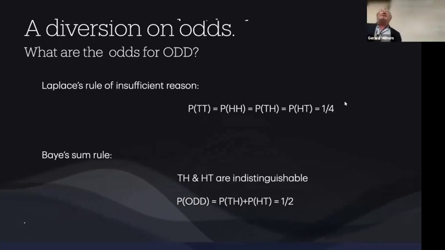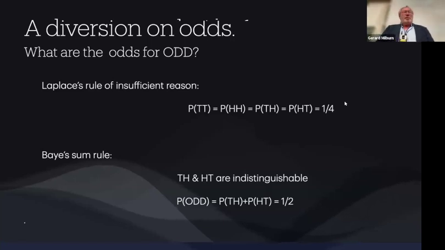So an odd can be achieved in 2 ways. It could be a tail head or a head tail, 0, 1, 1, 0. The probability of each of those is 1/4. So the probability of an odd is 1/4 plus 1/4, which is 1/2. Pretty straightforward.